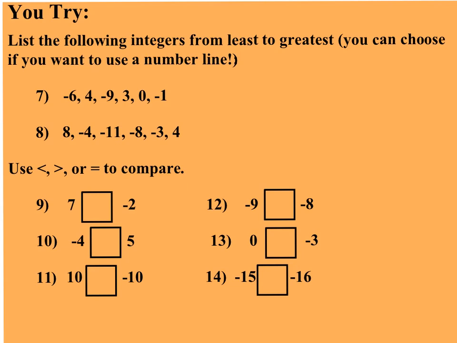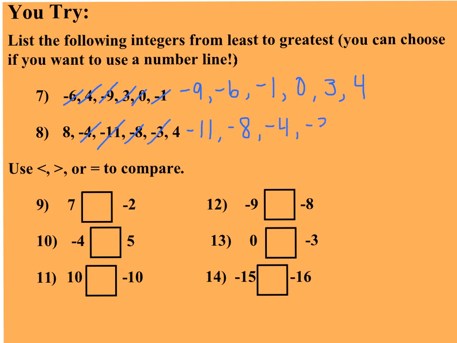Okay, let's go ahead and check your answers. So for the first part, doing least to greatest, the answer to number 7 would be negative 9, followed by negative 6, negative 1, 0, 3, and then 4. For number 8, our answer from least to greatest is going to be negative 11, meaning the worst tasting minteger goes first, negative 8, negative 4, negative 3, 4, and 8.